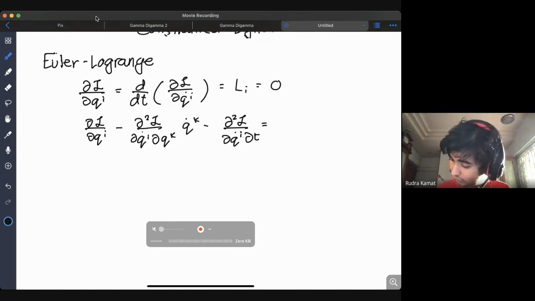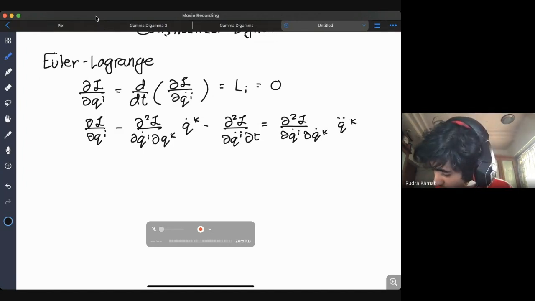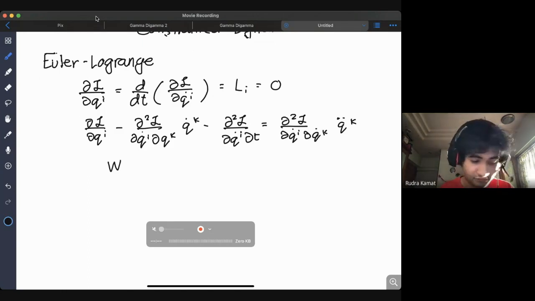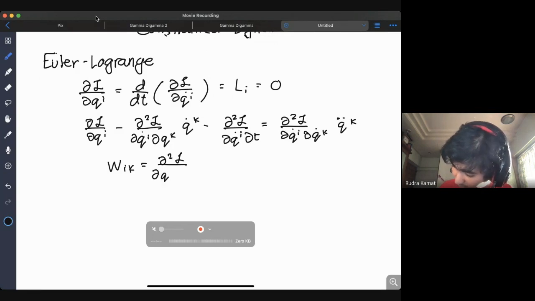Equals the second derivative with respect to Qi dot, Qk dot, times Q double dot k. So I'm going to define this quantity called the Hessian, indexed by i and k, as just the second derivative of the Lagrangian with respect to these velocities.